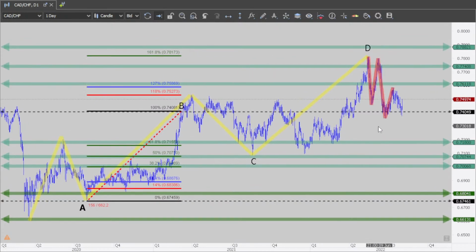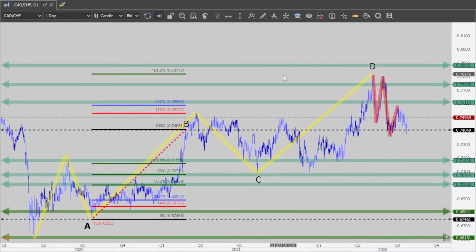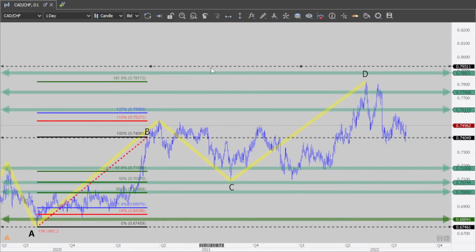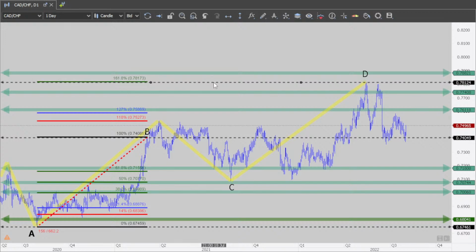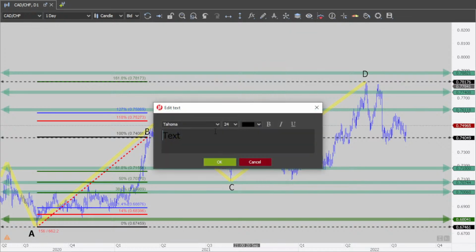Somebody's asking on the other streaming platform, not YouTube, didn't the market hit the D? Great question. Let's check, everybody. You can check like this. You can put a horizontal line, and the number is the green D extension. The number is 0.78173.